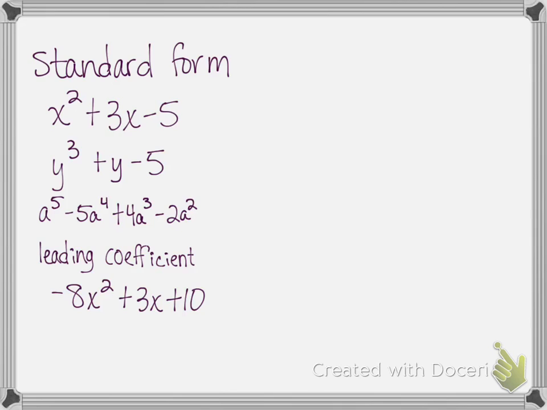Negative 8n. Careful, there's a second power. Just negative 8. We don't include the variable at all. If we're talking about the leading coefficient, we just want the number in the front. Notice, though, that it was already in standard form.